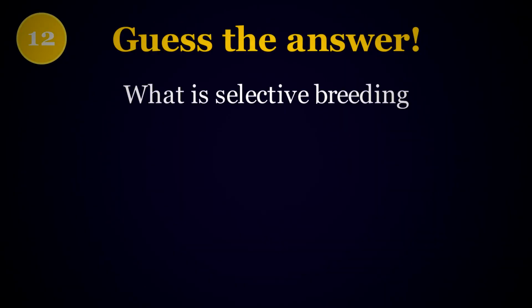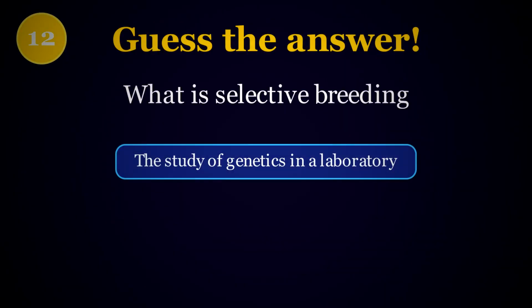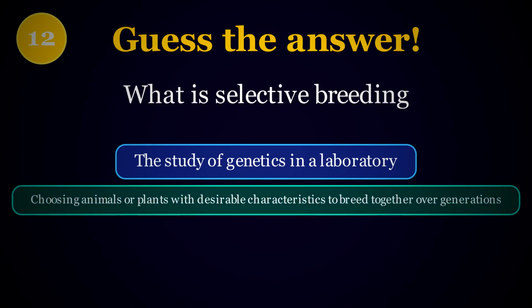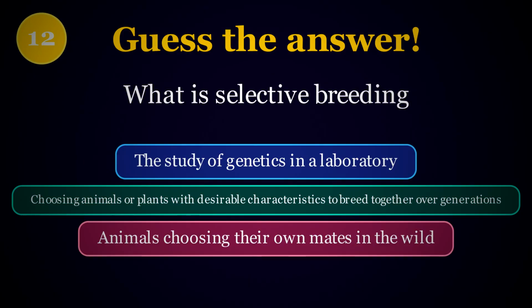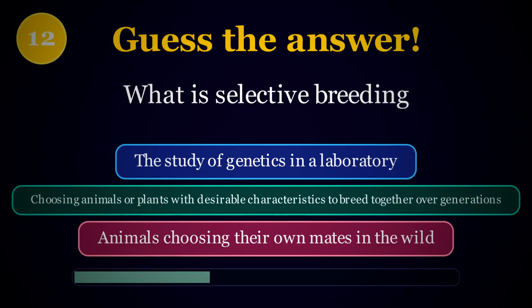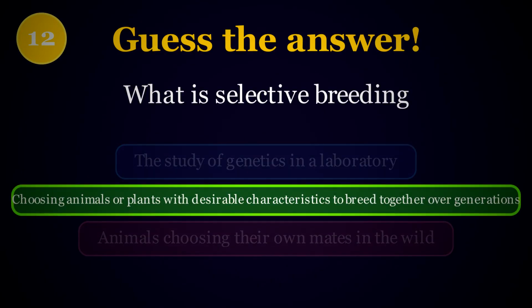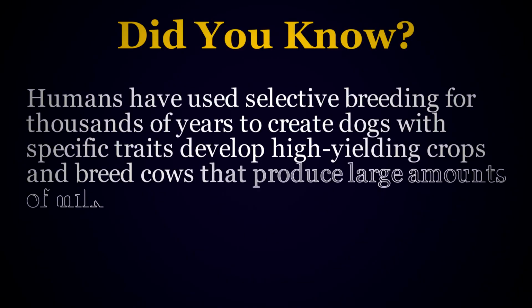What is selective breeding? The study of genetics in a laboratory. Choosing animals or plants with desirable characteristics to breed together over generations. Animals choosing their own mates in the wild. The correct answer is choosing animals or plants with desirable characteristics to breed together over generations. Here's something cool: humans have used selective breeding for thousands of years to create dogs with specific traits, develop high-yielding crops, and breed cows that produce large amounts of milk.